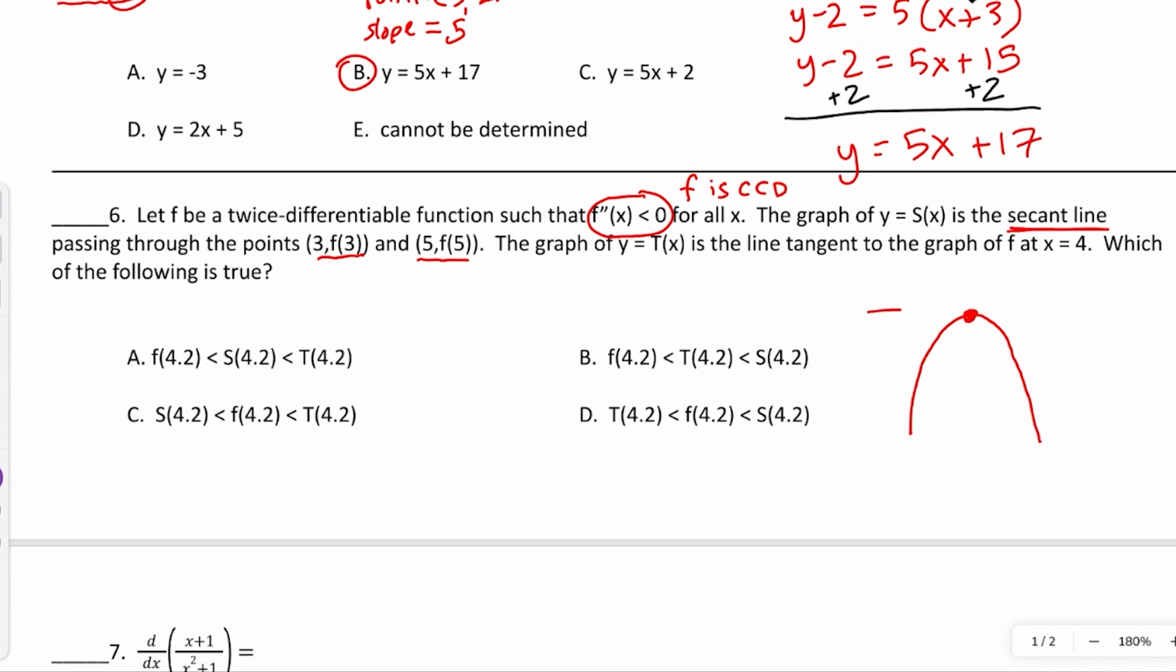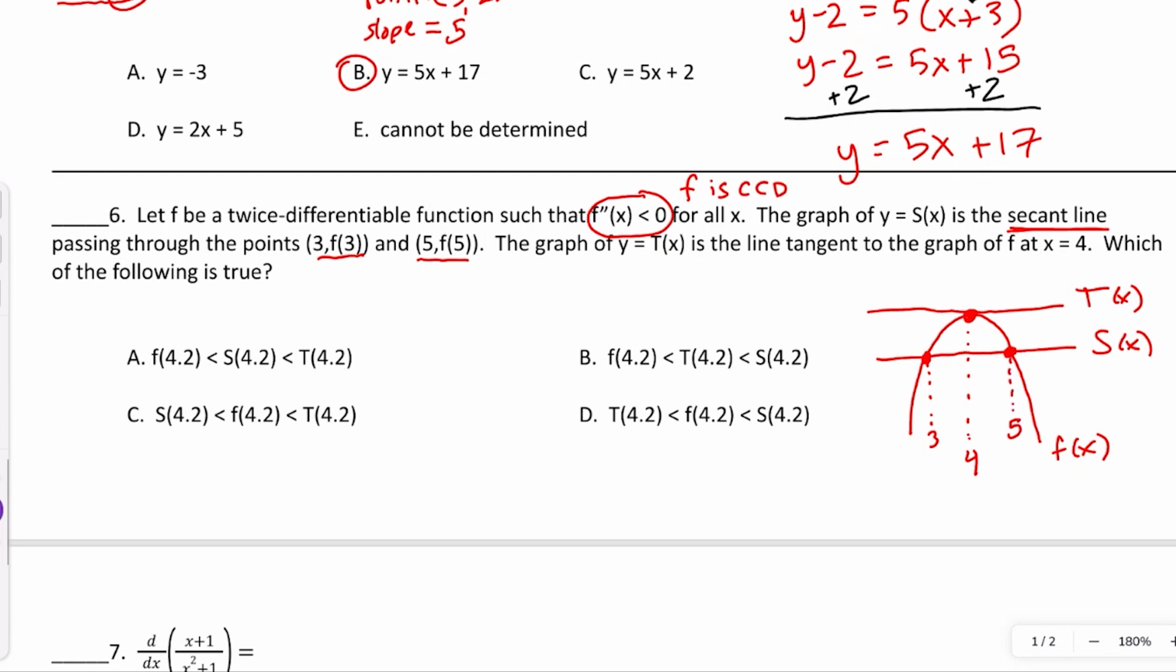It says that there's a line tangent to this that we'll call t of x, and it's tangent to the curve at x equals 4. This curve is going to be my f of x. A secant line, instead of touching the graph at just one point, passes through the graph at least 2 points. So we've got this secant line here, which I'll call S, that's intersecting our function at 3, f of 3, and 5, f of 5.